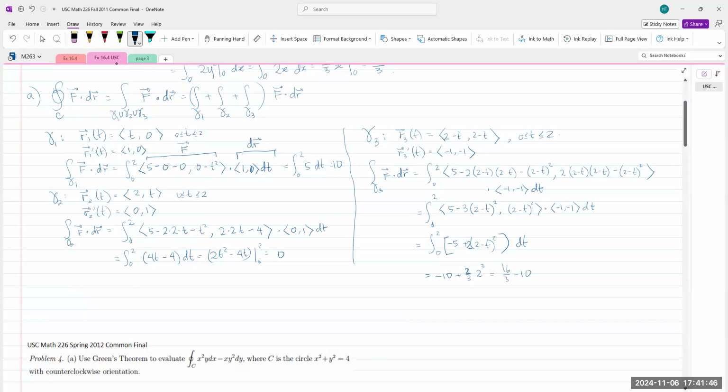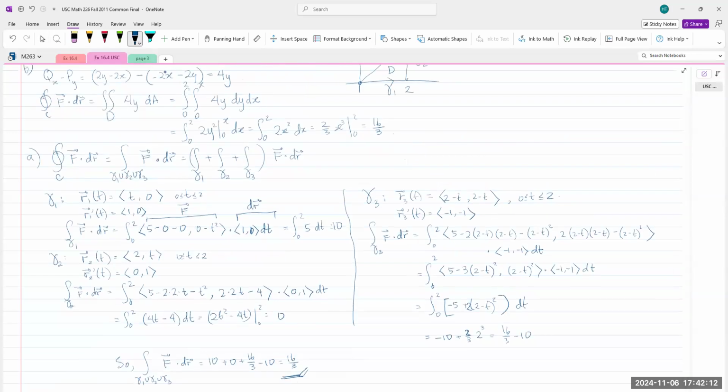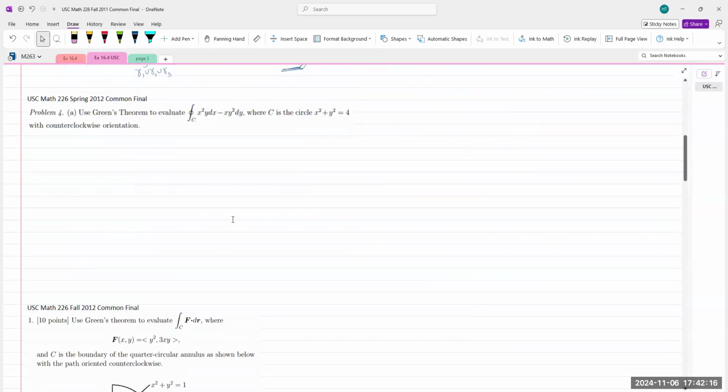So the integral over gamma 1 union gamma 2 union gamma 3 of F dot dr will be 10 plus 0 plus 16/3 minus 10, which equals 16/3, as we expected earlier. Okay, good thing I do. That's why I do Green's theorem first. Now let's see the second one.